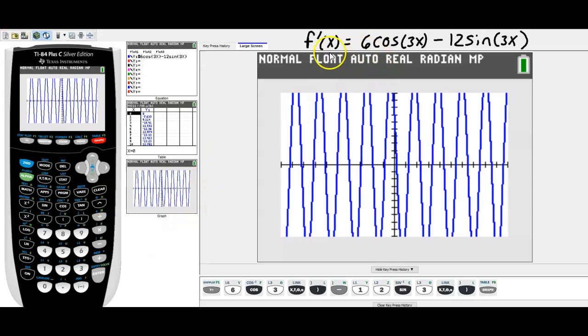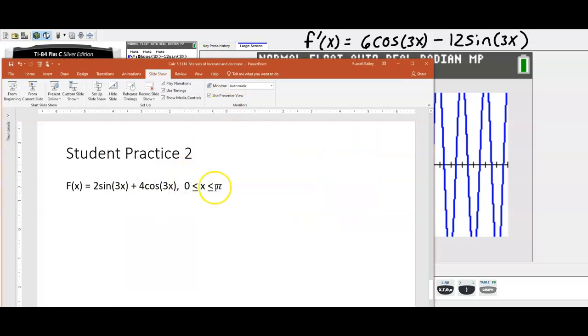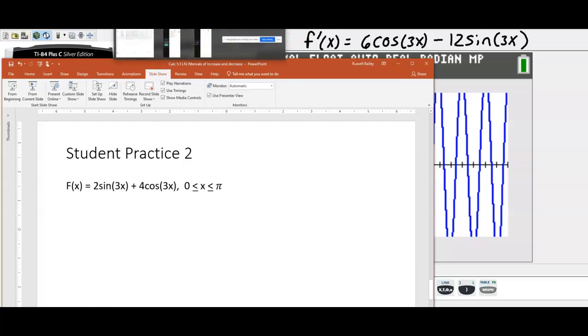So to begin, here's the derivative that I've written up here at the top. And then here's what the graph looks like. But I don't like that graph. It's not high enough or low enough. And also, we don't need this much of an x-axis. We only need to go from 0 to pi, right? So I'm going to adjust my window. And if you guys want, you could have done the same thing.